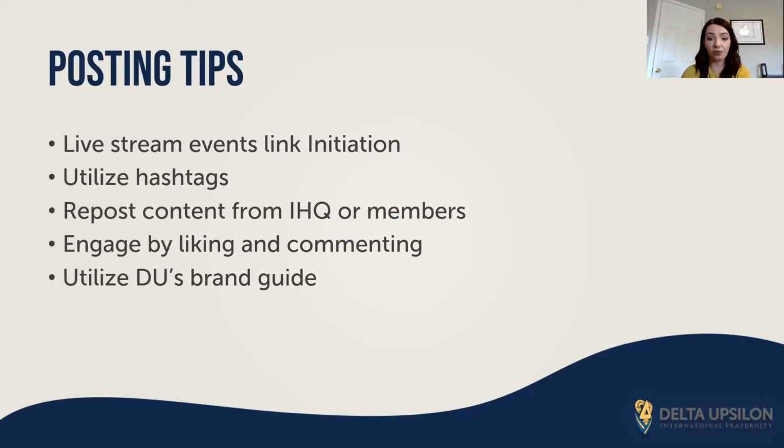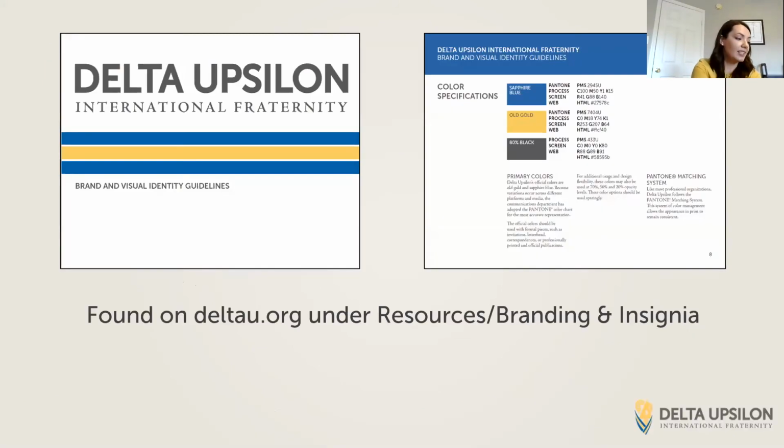And then I would say to utilize Delta Upsilon's brand guides as well. We've got on our website at deltau.org, under the resources tab, under branding and insignia, a document called the Brand and Visual Identity Guidelines. It's just a simple document. It's going to give chapters the official DU blue and gold colors, information on how to use logos properly, fonts, all that sort of thing. It is all there on the website.